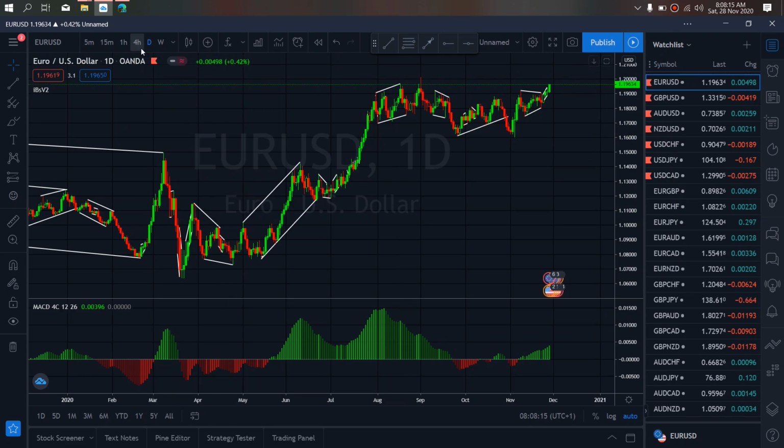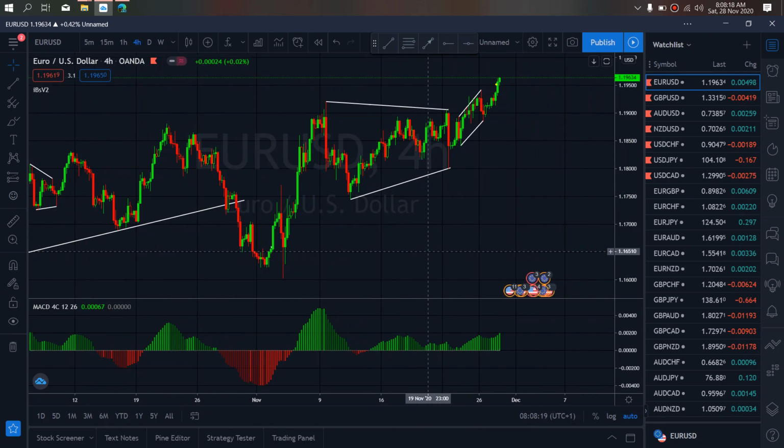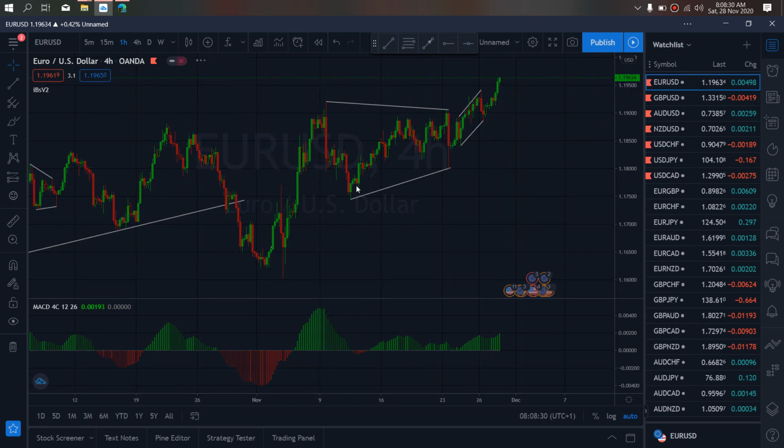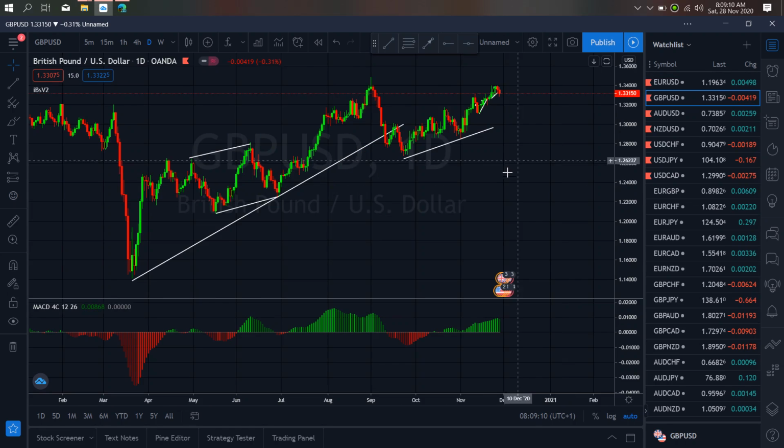So if we zoom to 4-hour time frame, on the 4-hour time frame, watch this climb. Once they get to the 1.2 level, I expect a bounce back towards the downside. So I want to watch out for that sale from Tuesday next week. If we zoom to 1-hour time frame, we'll also watch out for that, this climb.